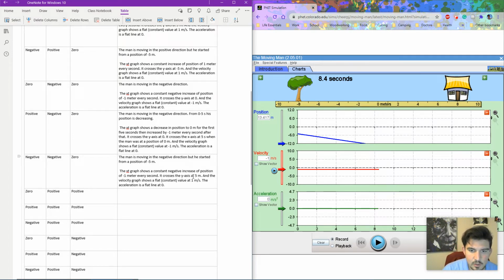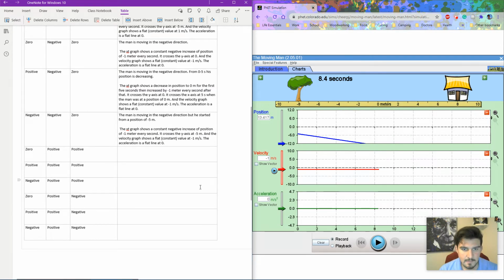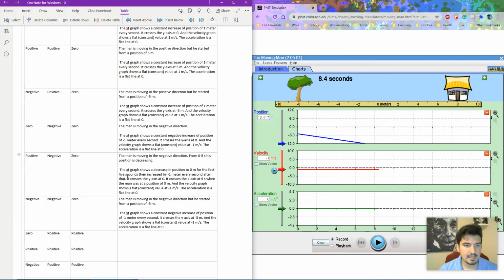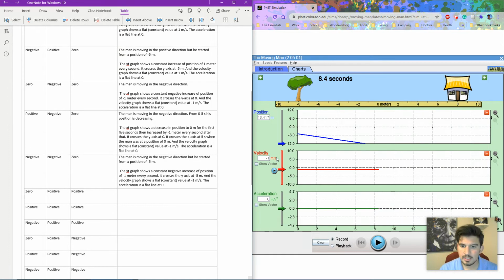We could say that it crosses the y-axis at -5 meters. That's where he started. And this will never cross the x-axis because he's heading away from 0. This x-axis represents a position of 0, and he's never going to cross that. The velocity graph shows a flat constant value at -1 meters per second, and the acceleration is a flat line at 0. So there, that handles all of our scenarios where he has a constant velocity.